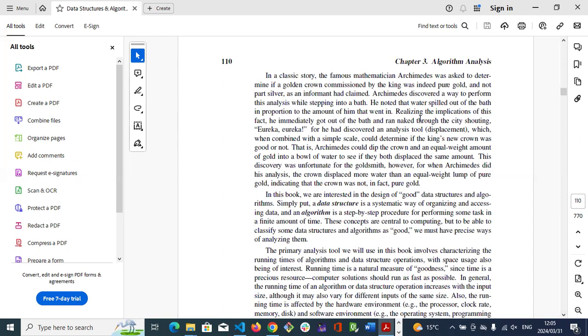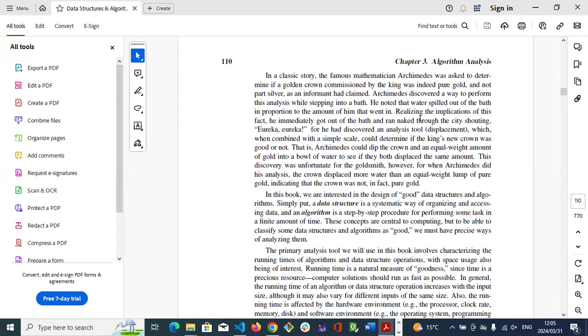Our first section is a classic story. The famous mathematician Archimedes was asked to determine if a golden crown commissioned by the king was indeed pure gold or not, part silver, as an informant had claimed. Archimedes discovered a way to perform this analysis while stepping into a bath. He noted that water spilled out of the bath in proportion to the amount of him that went in.